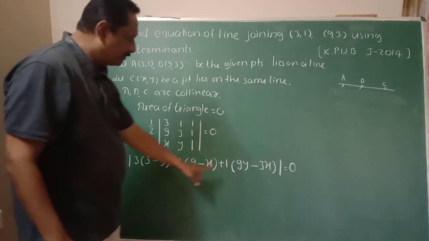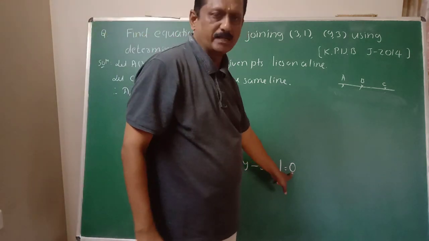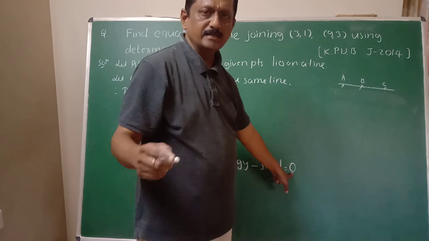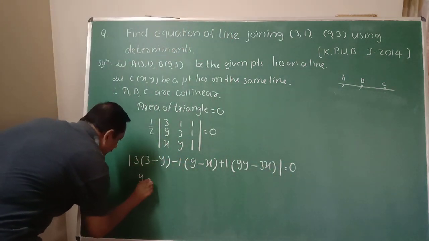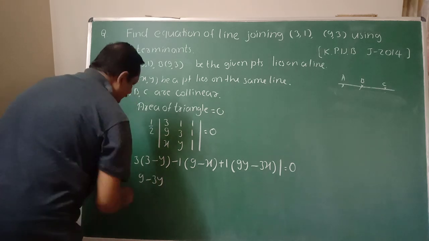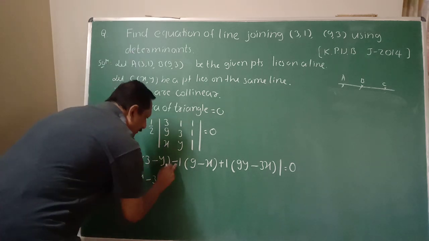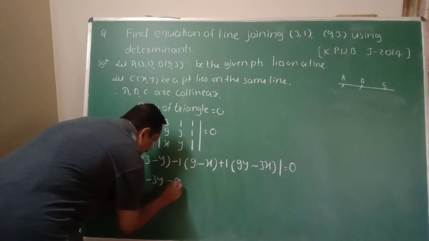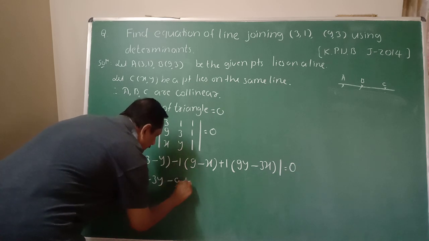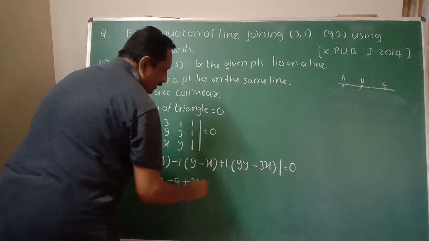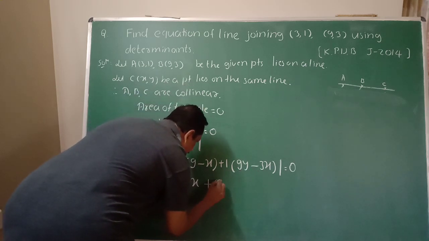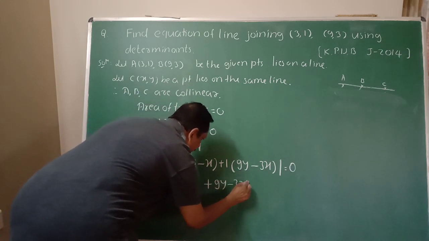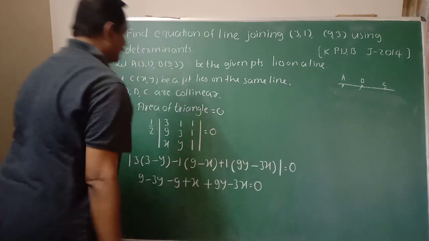2 into 0 becomes 0. And if you remove this modulus, then this becomes plus or minus here. Again it is 0 only. So 3 3s are 9 here, 9 minus of 3y. 3 into y becomes 3y. Minus 1 into 9 minus 9 here. Minus into minus plus x here. Then 1 into 9y minus 3x. Again it is 9y minus 3x is equal to 0.